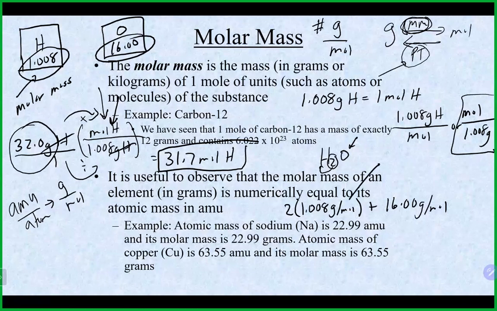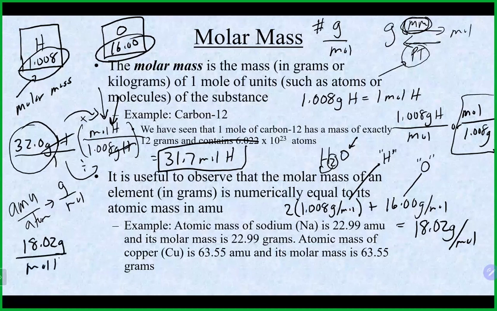So this takes care of our hydrogens, and this is the oxygen that is present there. If we add all that together, we get 18.02 grams per mole. That is technically the molar mass of water. It also can be used as a conversion factor, just like we did with the hydrogen. We could say that there are 18.02 grams per mole of water, or in a mole of water, there is 18.02 grams. So you can use it either way.